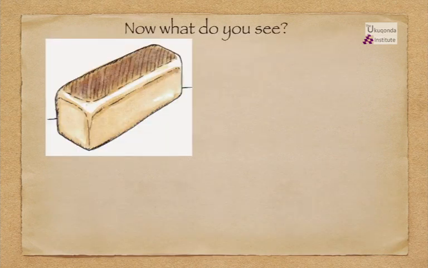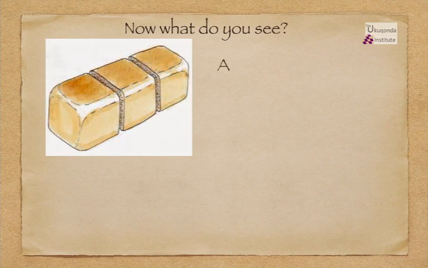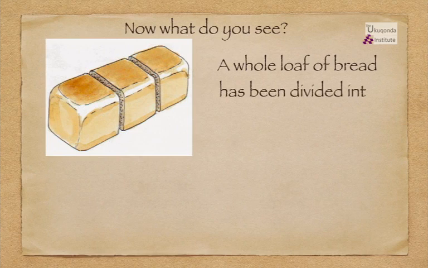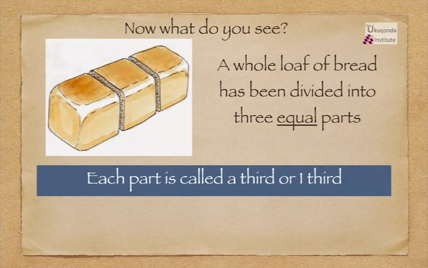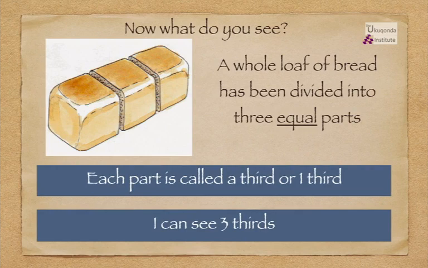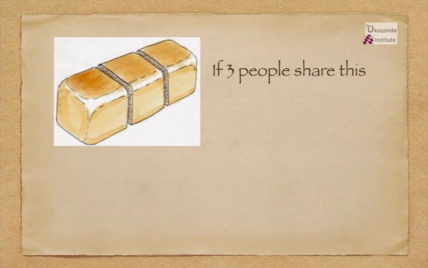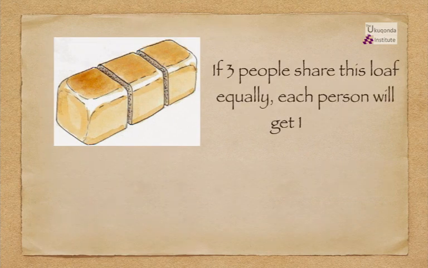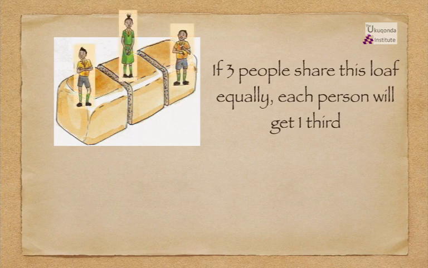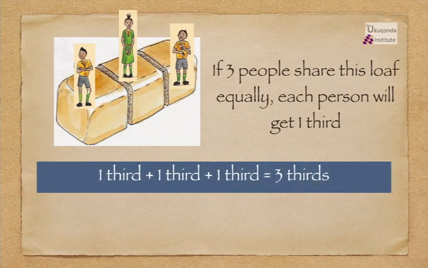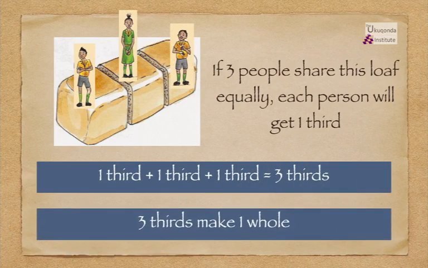What do you see? You should see a whole loaf of bread. And now, a whole loaf of bread has been divided into 3 equal parts. Each part is called a third or 1/3. In this picture, I can see 3/3. If 3 people share this loaf equally, each person will get 1/3. 1/3 plus 1/3 plus 1/3 is equal to 3/3, and the 3/3 together make one whole.